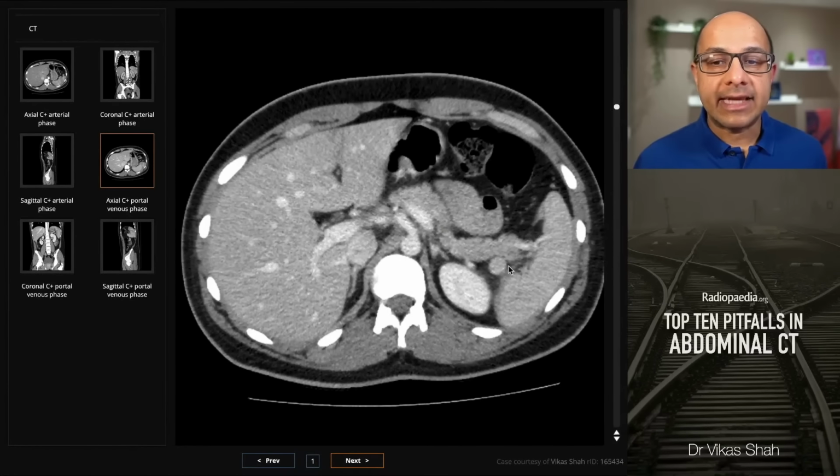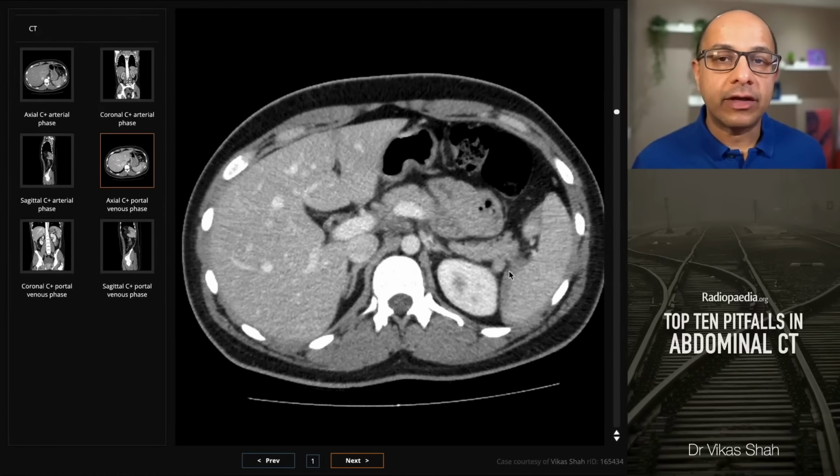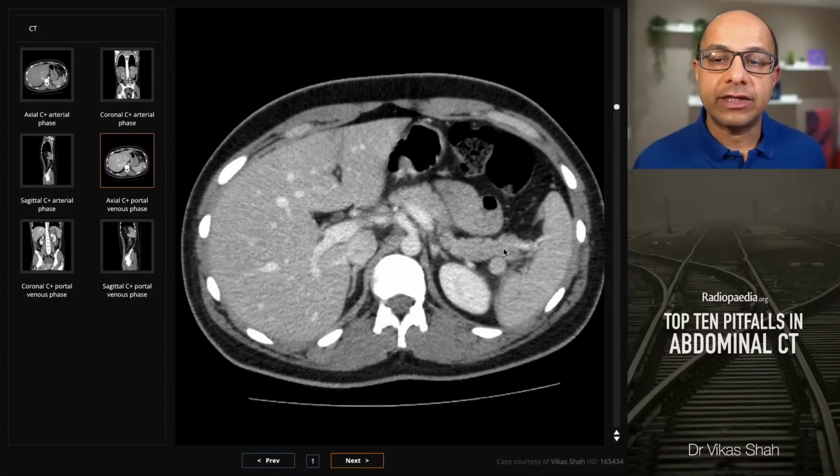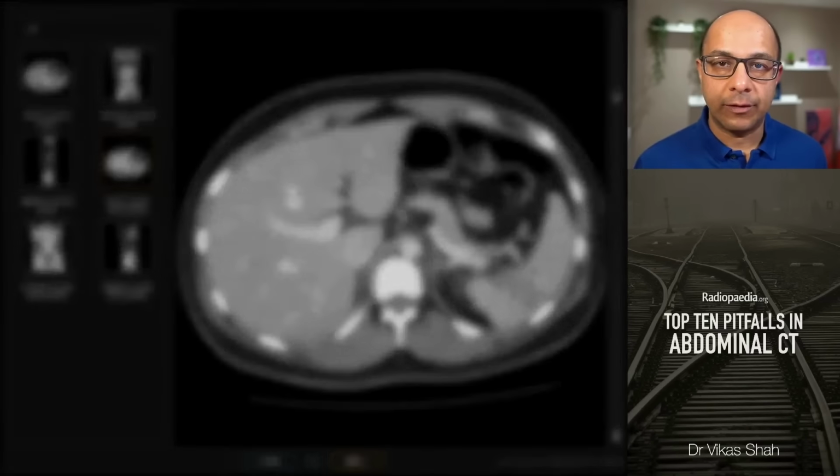Now clearly in these cases there'll be a history given of trauma, and also you'd be looking for other signs of injury to this quadrant of the abdomen, so pancreatic tail injuries, renal injuries, perhaps rib injuries as well.